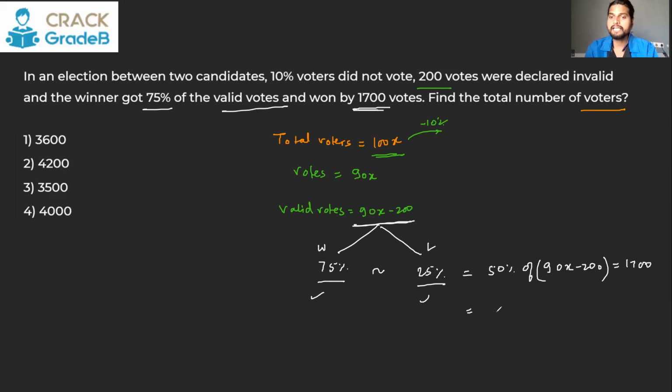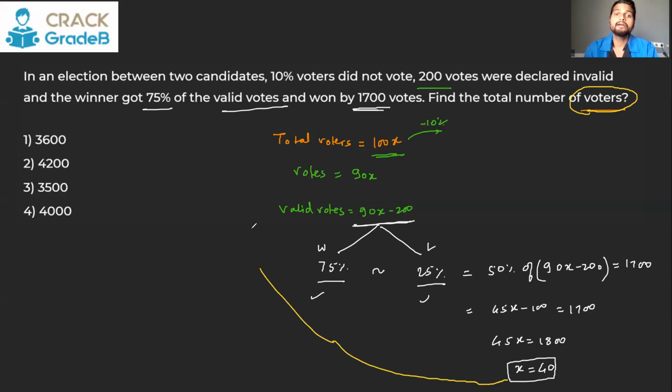So 50% means half of it, it is 45x minus 100. If that is equal to 1700, that gets us 45x is equal to 1800. So x will be equal to 40. If x is 40, you are asked what is the total number of voters. So you have to put that 40 here in the total number of voters. That is why the answer will be 4000. Easy. Let's see one more.